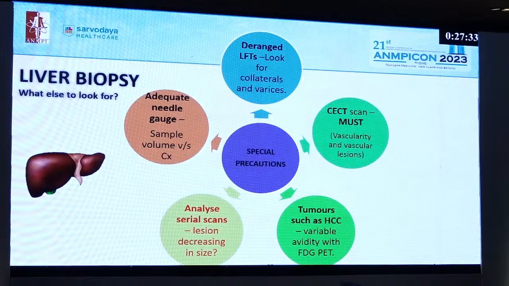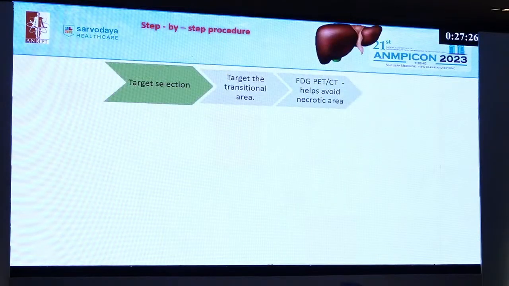Even my interventional friends sitting there will also prefer not to do a biopsy when the lesion is decreasing in size. So what are the steps for doing a biopsy from the liver? First, we have to select the target lesion. We have to target the transitional area. FDG PET-CT helps to avoid the necrotic area of the lesion.